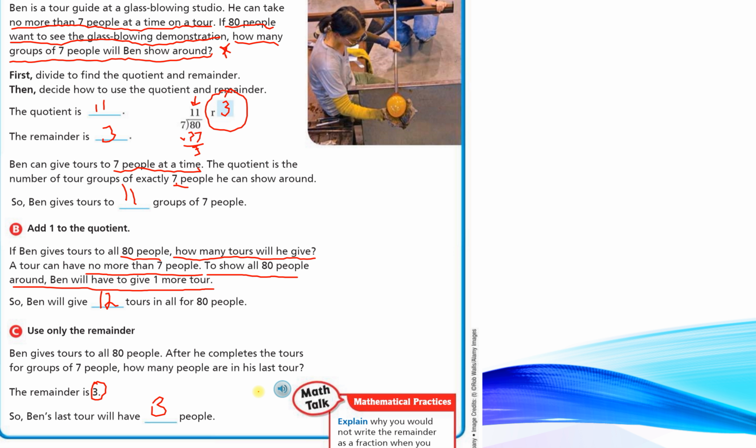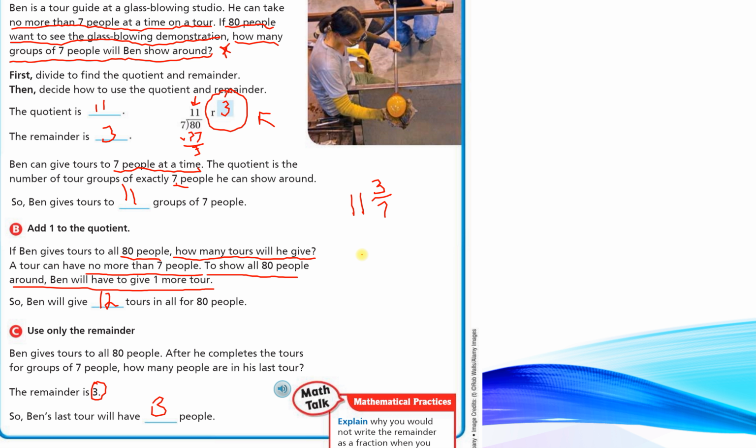So again, in this case, like I mentioned with the bus, we wouldn't want to interpret this remainder of 3 as a fraction. We wouldn't want to say he would go on 11 and 3/7 of a tour, because that remainder is our people. And you wouldn't say he goes on 11 tours and then 3/7 of a tour.